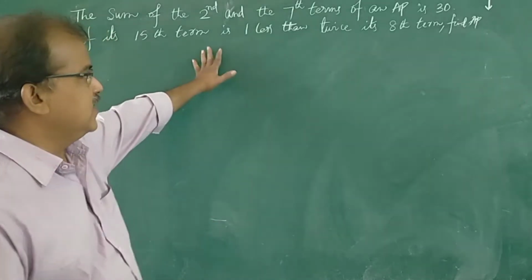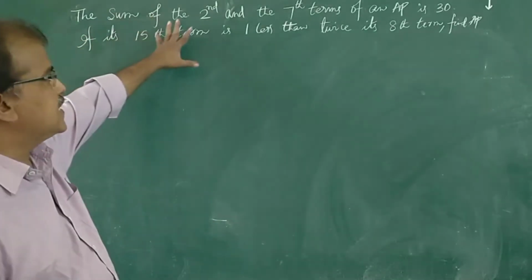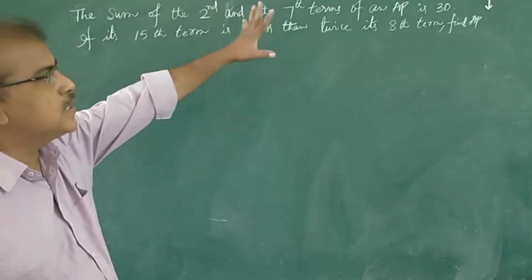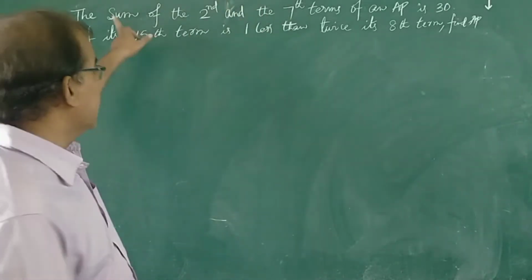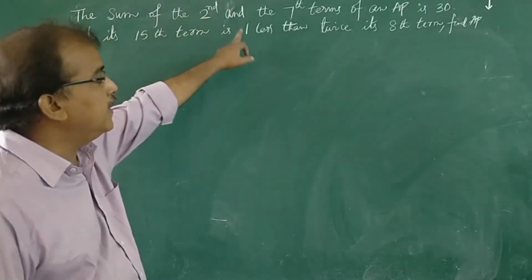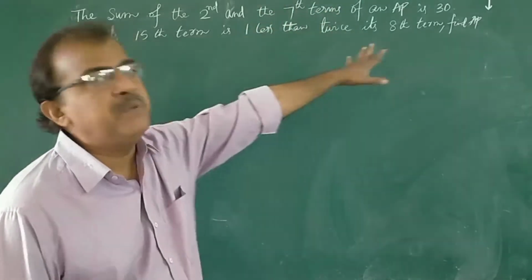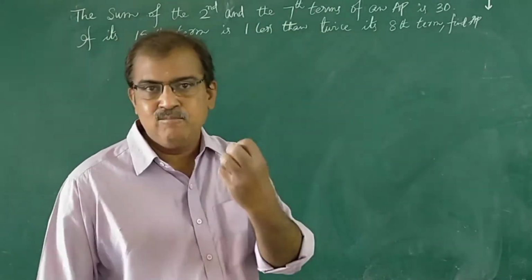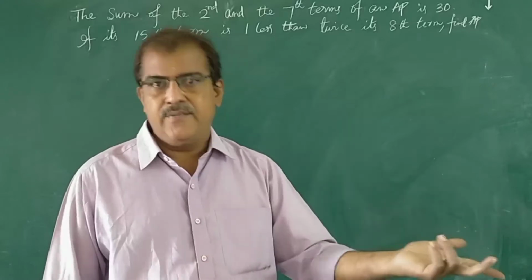So one more sum, this is the second question. The sum of the second and seventh terms of an AP is 30. You know how to frame this equation. You know very well, I explained it in the last video.